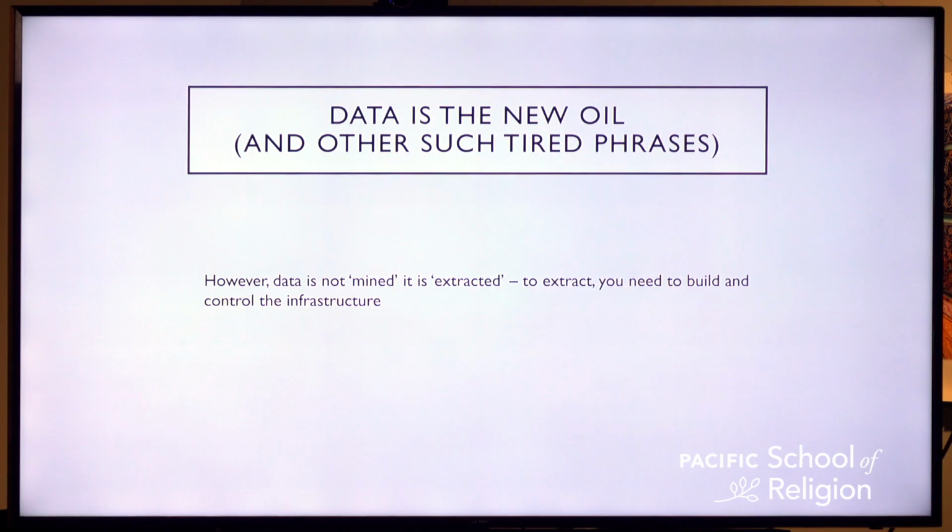So we have this phrase, data is the new oil. It's been beaten to death, right? That's why I called it one of those tired phrases. I think there was a moratorium on using the phrase after last year, because I actually haven't heard it in some months. But the thing about data that makes it different from oil is that it is not mined, it is extracted. In order to extract it, you need to build and control the infrastructure. Oil exists in the ground whether or not I mine it. Data does not exist until I create an infrastructure to measure it and capture it. In order to do so, I have to be like a Huawei, a Google, or a government. I can't just be some individual storing and tracking data at a massive scale. That's a pretty critical difference here.